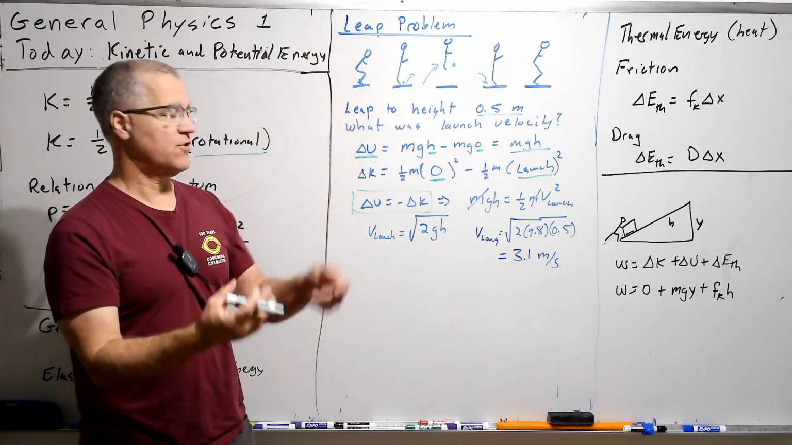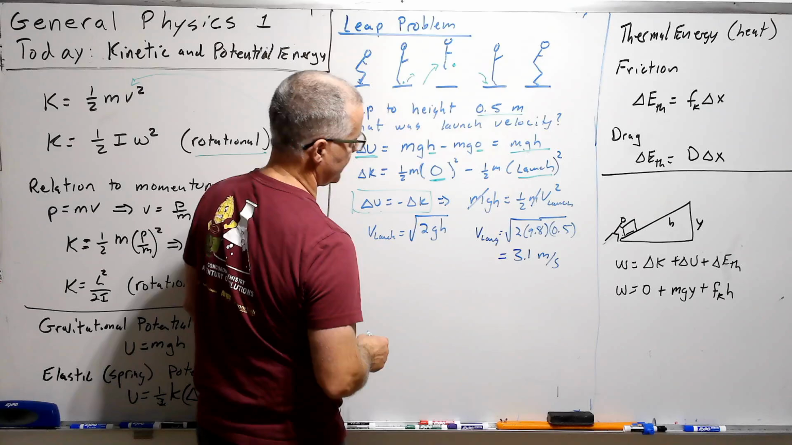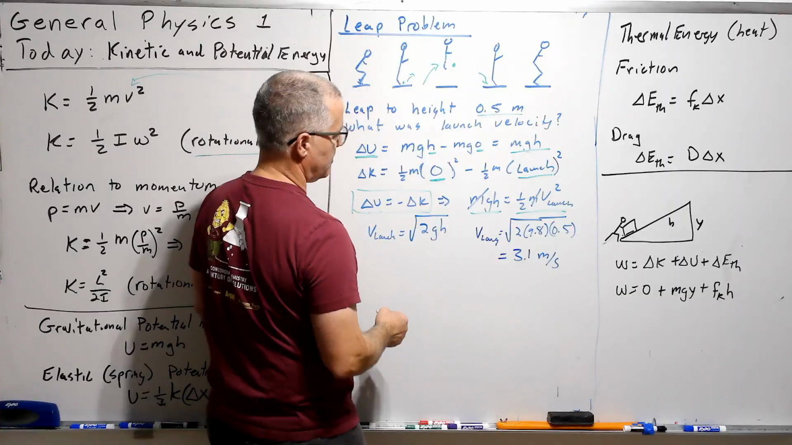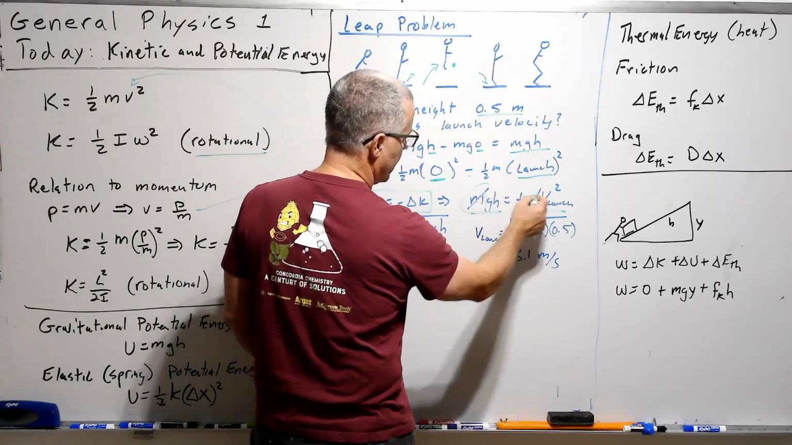So there's this inverse relationship because of conservation of energy. So delta U is minus delta K. And so let's do mgh equals 1/2 m v launch squared. The minus signs have taken care of themselves here. Now we see that the m's cancel.